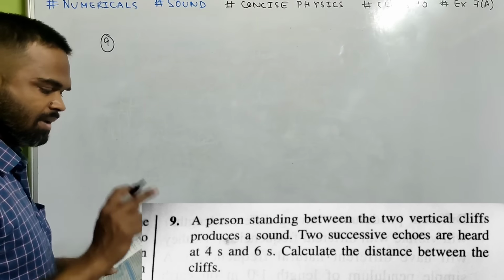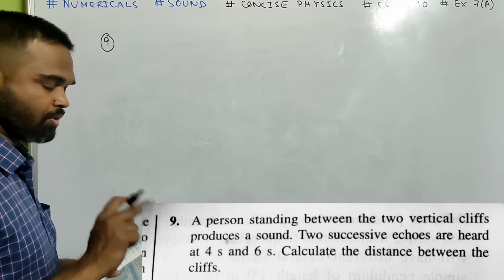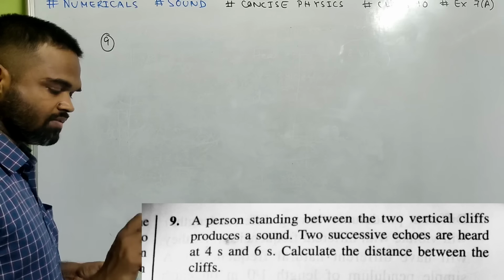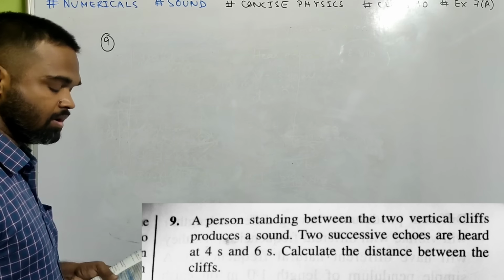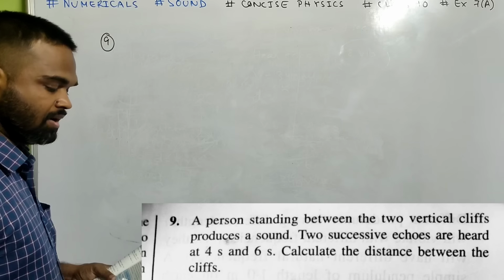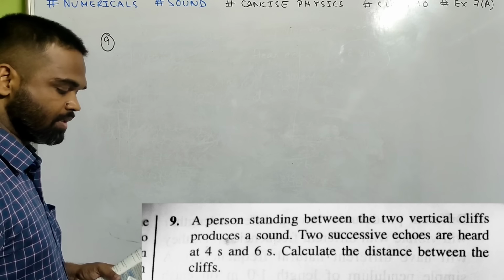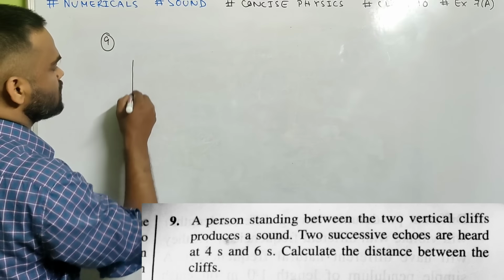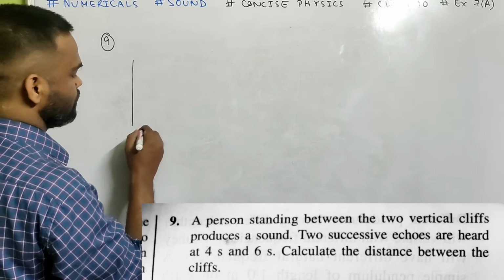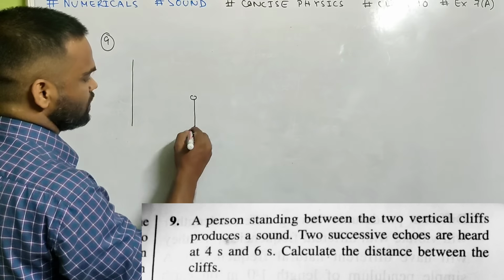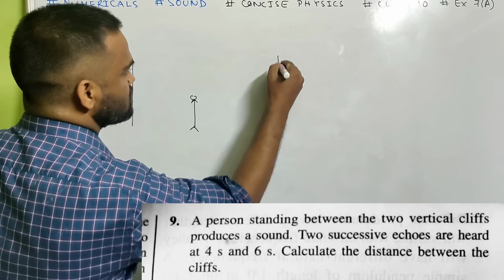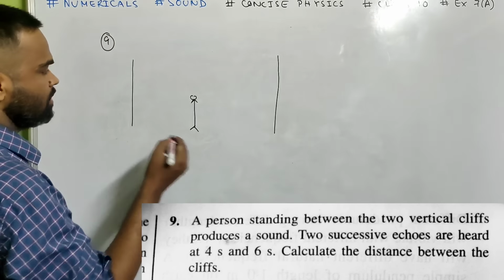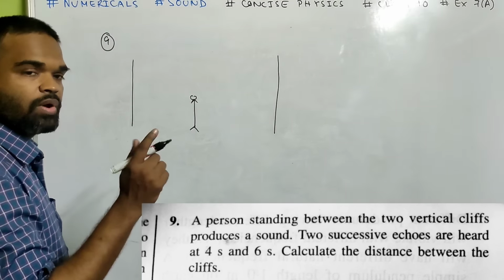Now look at number 9. A person standing between two vertical cliffs produces a sound. Two successive echoes are heard at 4 seconds and 6 seconds. Calculate the distance between the cliffs. Speed of sound in air is 320 meters per second. Which means this was a cliff, first cliff. The person is standing over here, suppose. And this is the second cliff. He hears two echoes.